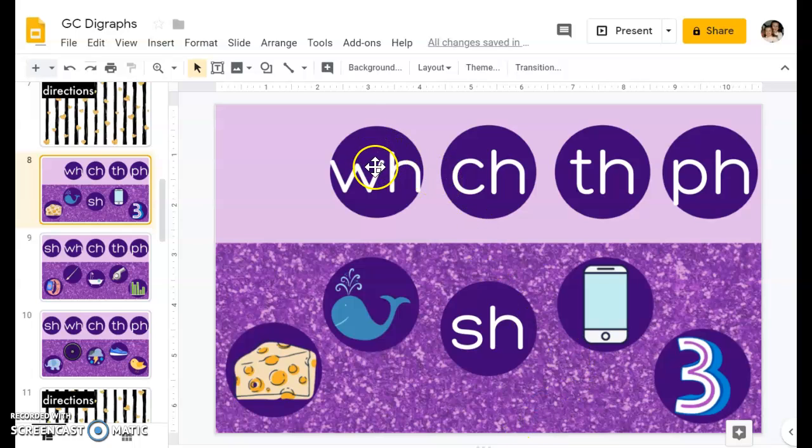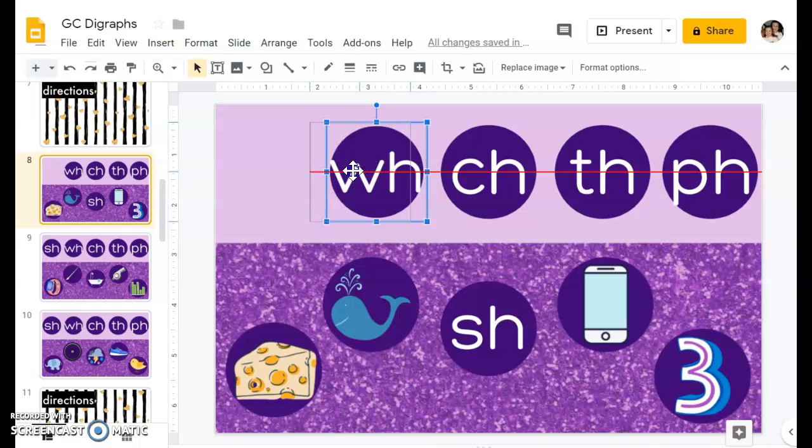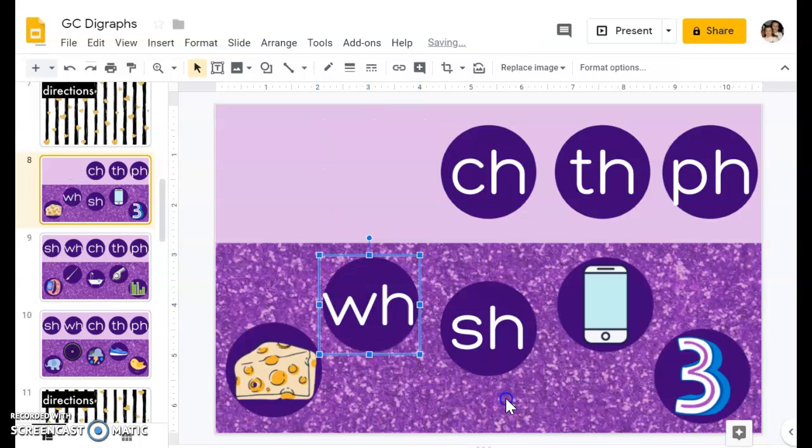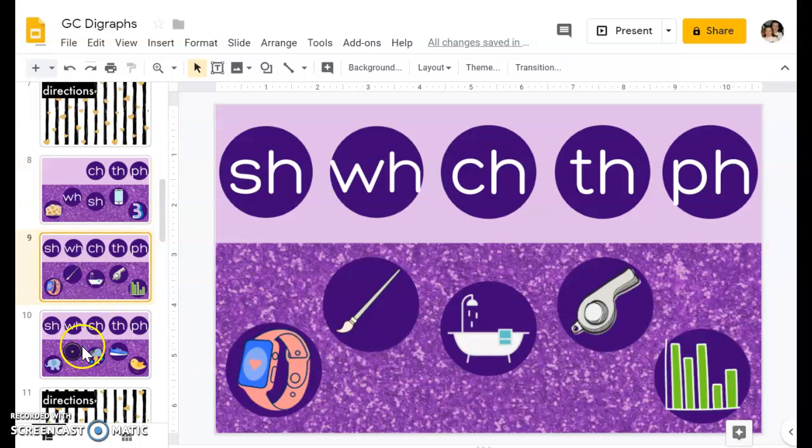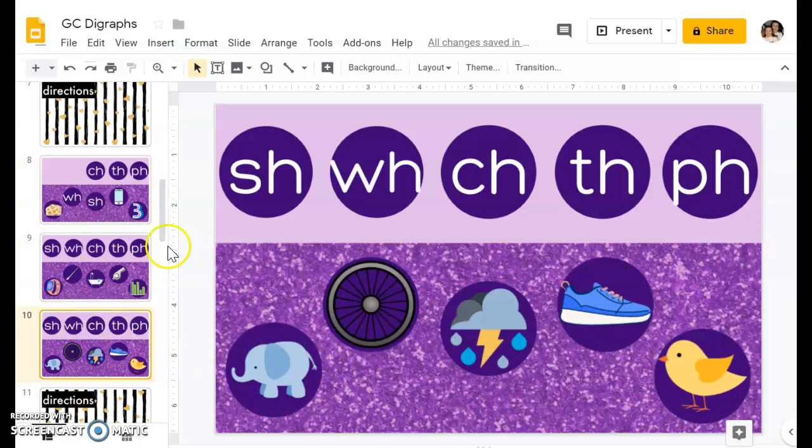Then I would go on to my next one, WH, and I'm looking for a word with WH in it somewhere. And I know whale has WH in it. So I'm going to cover up the whale with the WH. And you continue for CH, TH, and PH. Then there are 2 more practice slides with different pictures. So you can practice 2 more times.